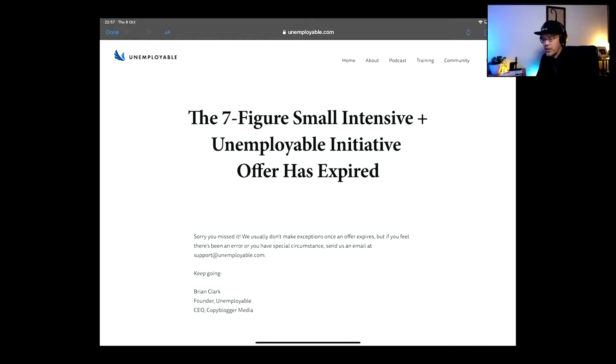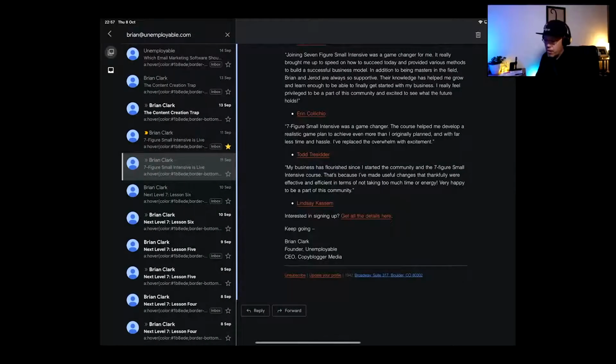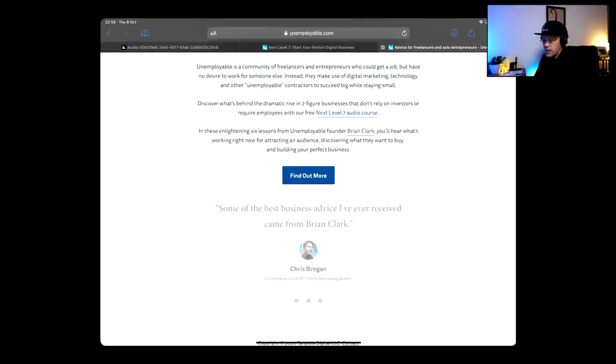So it's the same price, 490. It's a 1 year subscription to the Unemployable Initiative alone, or you could pay 490 for the seven figure small intensive, and you get 12-month access to the Unemployable Initiative. So you can think of it as, when you pay the 490, you are getting the course for free because you pay for the membership, or you paid for the course and you get the membership for free. So whichever way works for you. And at that point in time they had it as a limited offer, and they kept it at a particular price.